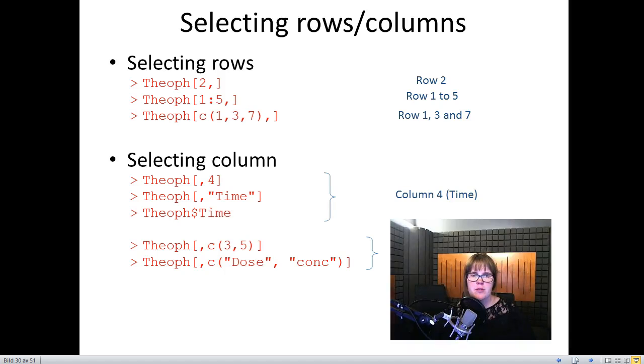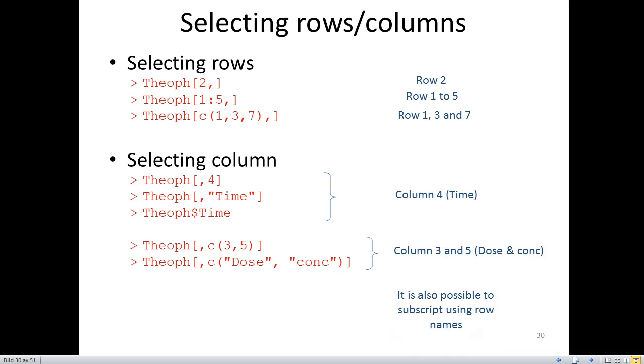If you want to select rows and columns in R, you do like this. If you write theop and then within brackets 2, comma, and then you leave it empty and then you have the end bracket. This will give you the second row in the Theophylline dataset. If you want to choose the rows 1 to 5, you could write theop and then bracket 1 colon 5 and then comma and then leave the space.